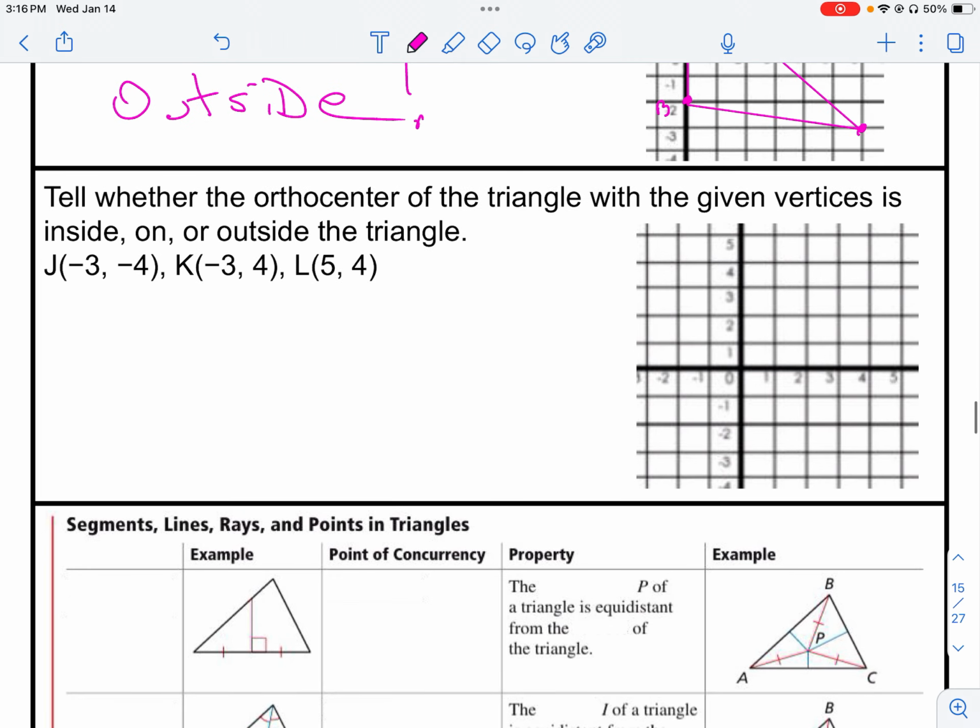Let's do another one and see where we land. So we go (-3, -4) for J, (-3, 4) for K, and then (5, 4) for L, and that is a right triangle, quite clearly because we're right on the corner there. So of course the orthocenter is going to be on the triangle, and it's going to be at K, at (-3, 4).